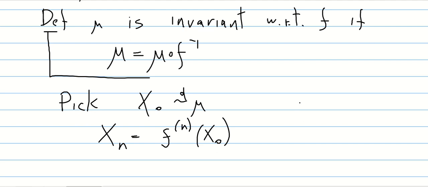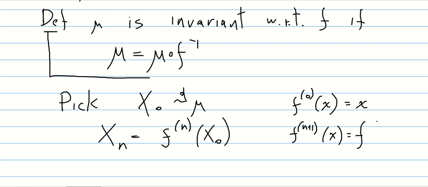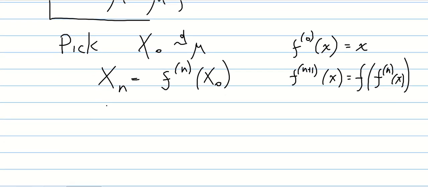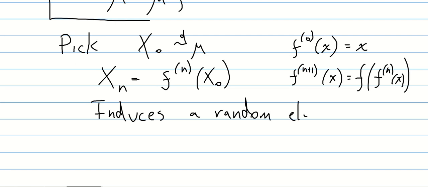So what does this mean? f0 of something is just this something, and f^(n+1) of something is f of f^n of this something. So this is just the nth iteration of the function f applied to x0. This induces a random element of S^n. This is our probability space, but somehow we managed to construct an element of S^n. So this has a certain distribution.